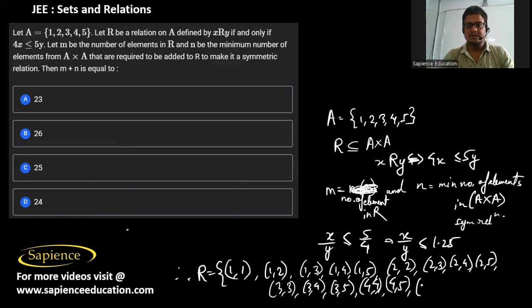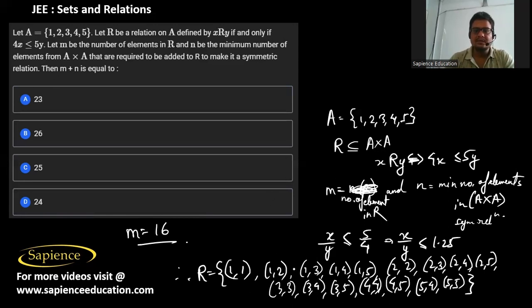5 comma 4 we can take, since 5 by 4 is equal to 5 by 4, and 5 comma 5 we can take. So these are the elements in the set R. Therefore M is the number of elements in the set R. That will be 1 2 3 4 5 6 7 8 9 10 11 12 13 14 15 16. So M is equal to 16. And then we have to make it a symmetric relation.